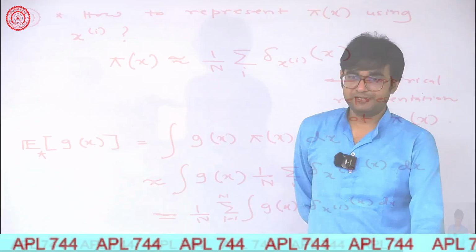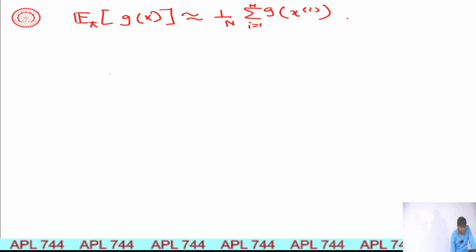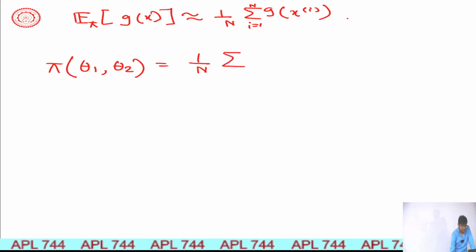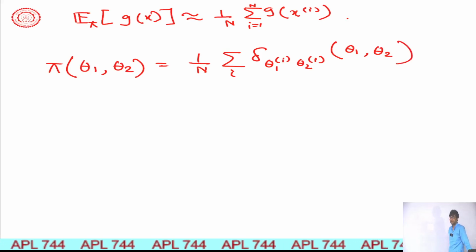Similarly, if I have a bivariate distribution, how will it look? So in the bivariate case, I will have pi of theta 1 comma theta 2. This will be equal to 1 by n summation over i of the Dirac delta function at theta 1 i, theta 2 i. Same thing.